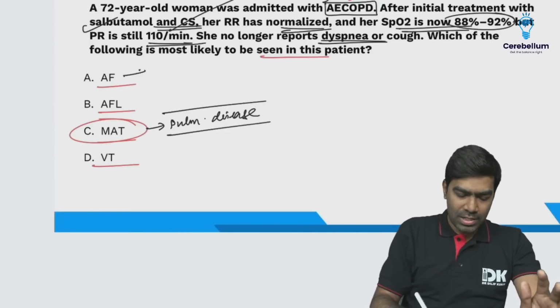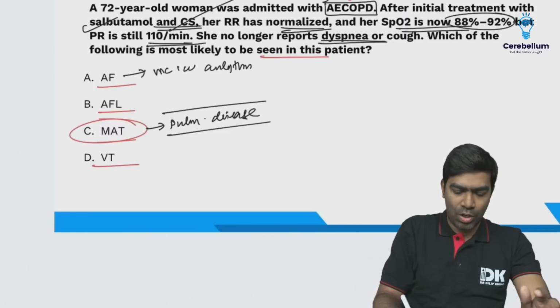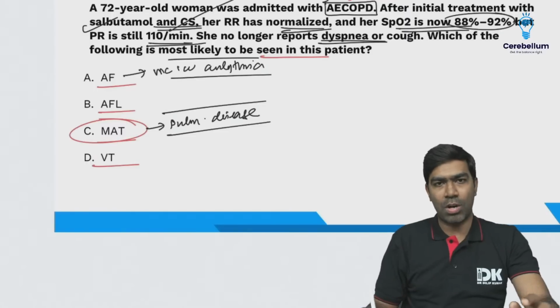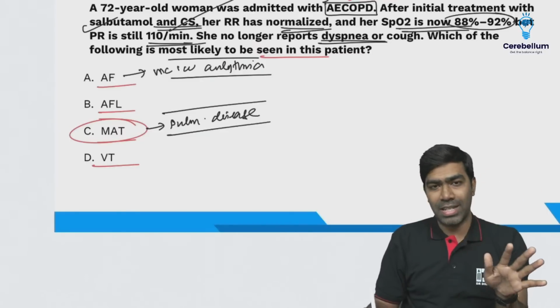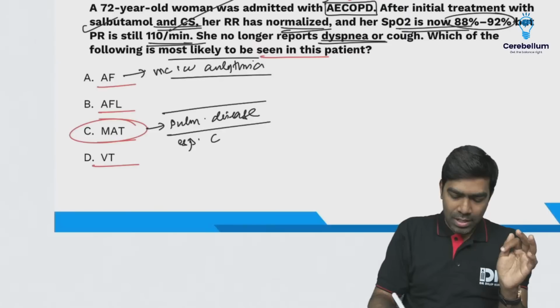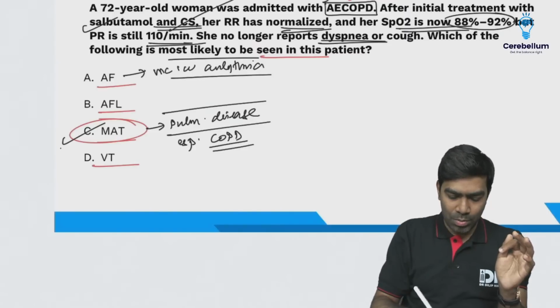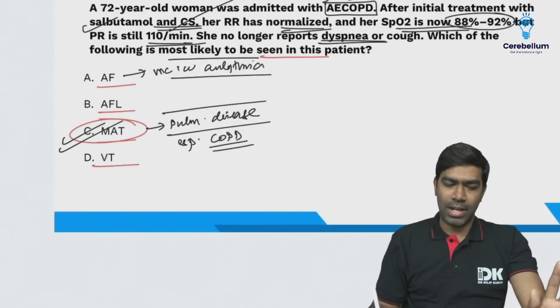Remember, atrial fibrillation is the most common ICU arrhythmia. If they ask you what is the most common ICU arrhythmia, if you ignore sinus tachycardia, then AF will be the most common rhythm. But in severe pulmonary disease, especially in acute exacerbation of COPD, the most common arrhythmia that you encounter is multifocal atrial tachycardia.